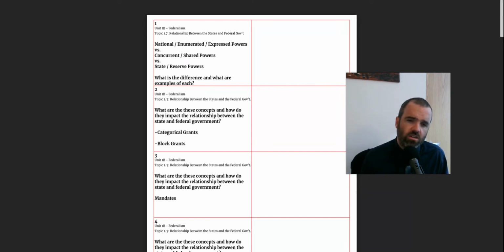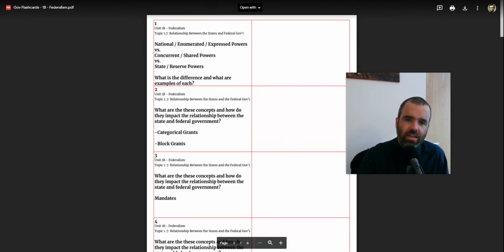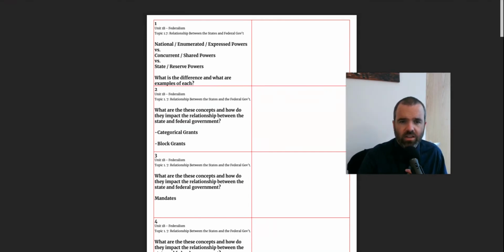Our second flashcard talks about grants and mandates. It says, what are these concepts, and categorical grants, I should say, and block grants? What are these concepts and how do they impact the relationship between the state and federal government? So grants are when the federal government gives money to the states, right? That's a grant in money. But when a grant is categorical in nature, the spending of the money has specific requirements. So the federal government can give money for specific things for the state to spend on.